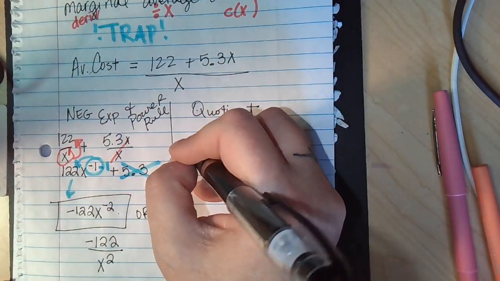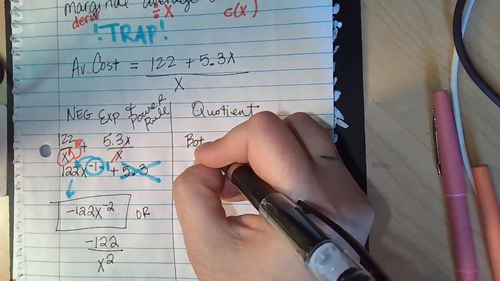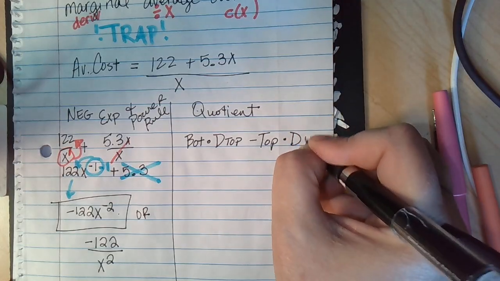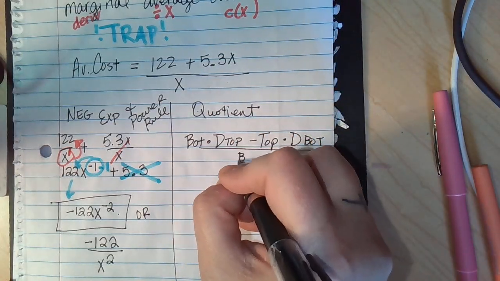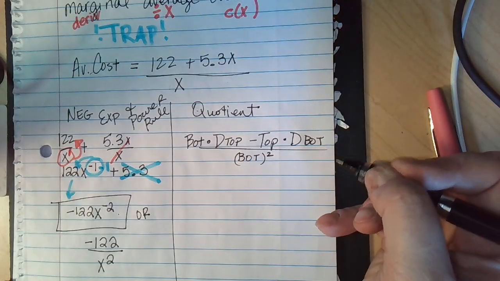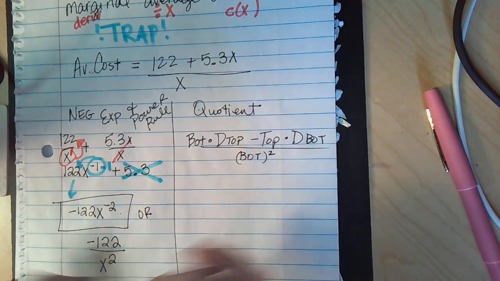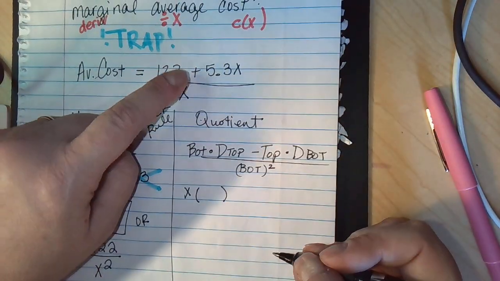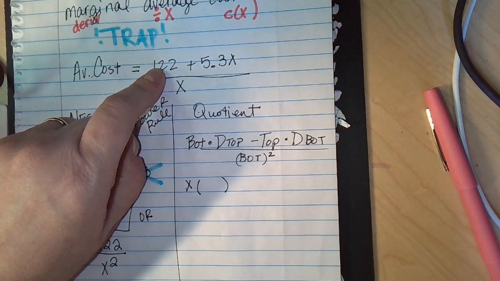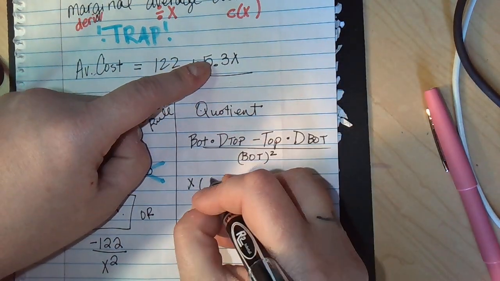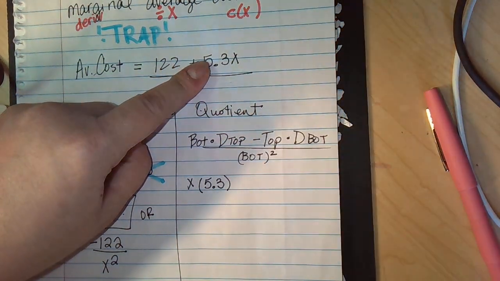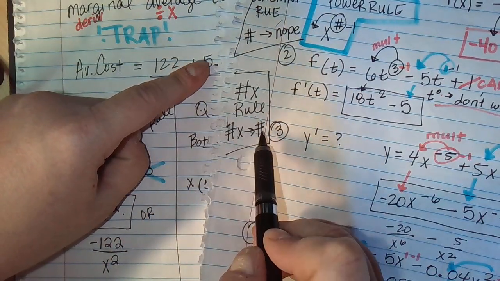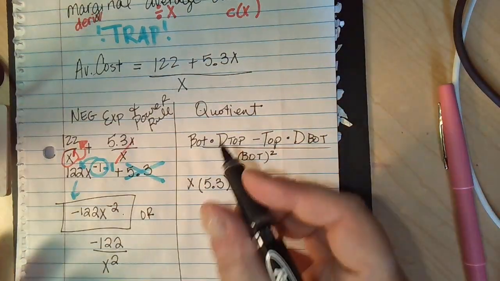Okay, the quotient is the bottom times the derivative of the top minus the top times the derivative of the bottom all over the bottom squared. This isn't quite the formula, but I just used words instead. So the bottom is x times the derivative of the top. The derivative of a naked number, 122, just gets thrown out. The derivative of 5.3x is just 5.3. It's kind of like that number x rule we talked about, where if you have a number x, it just goes to a number. Okay, let's keep going.